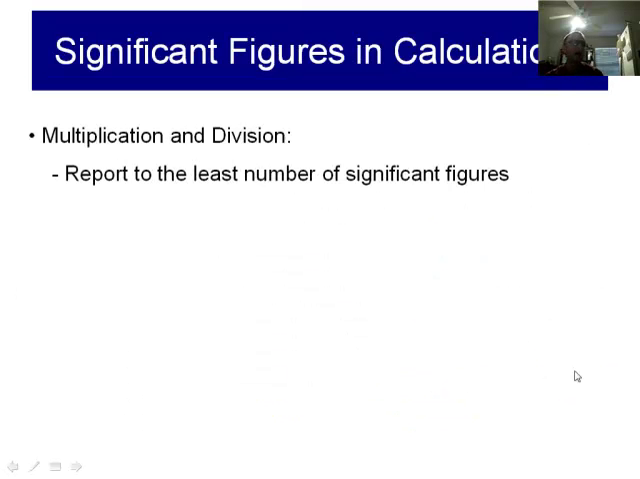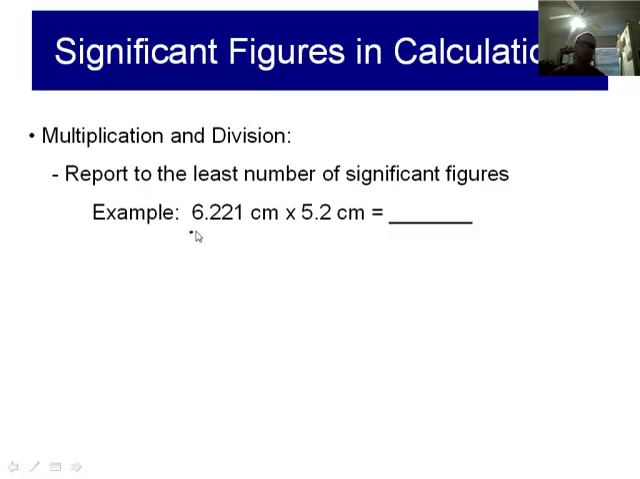Some rules now. How do we use this in calculations? Okay? Here's an example. For multiplication and division, we round our answer to the least number of significant figures. These rules we're going to go over, guys, affect how we round our answers, okay? For example, say we're finding the area of some object, okay, and we have two measured lengths, 6.221 centimeters and 5.2 centimeters, okay? 6.221 centimeters has got 4 significant figures. This one here, 5.2 centimeters, has got 2 significant figures.